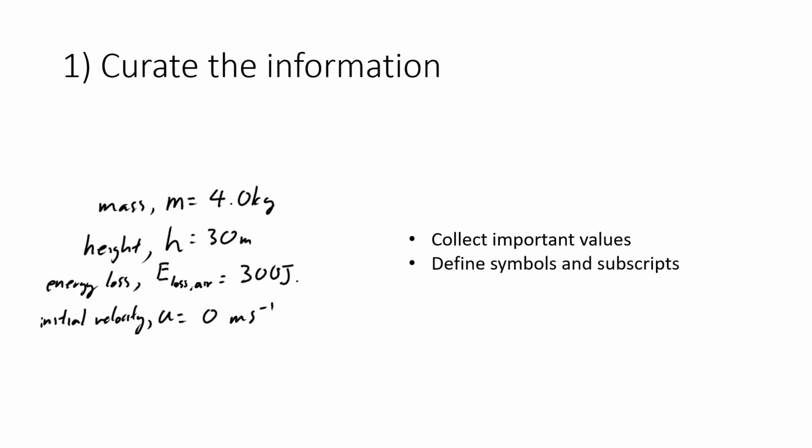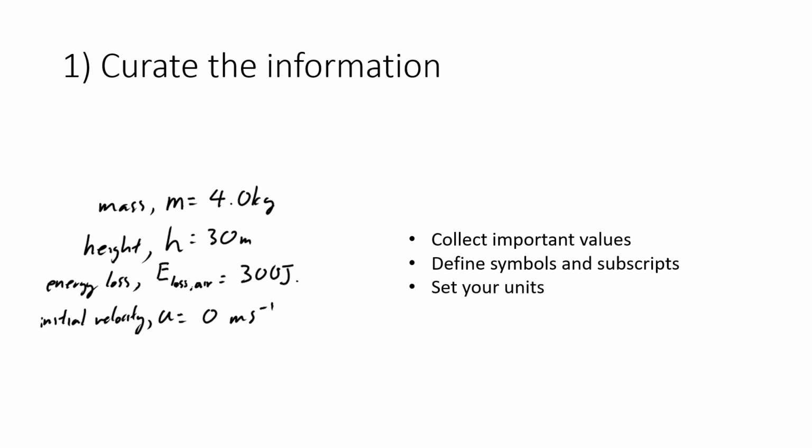This also allows us to define our symbols and subscripts, for example, M and H being the mass and height respectively, and also subscripts. So I like to employ subscripts a lot, especially when there are different forms, different values of the same quantities. For example, there are multiple masses or there are multiple energies. So I use subscripts to identify them. In this case, subscripts have been applied to the energy loss due to air. It allows me to set my units.